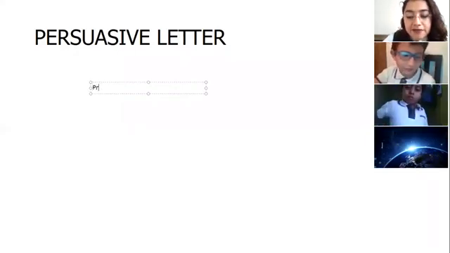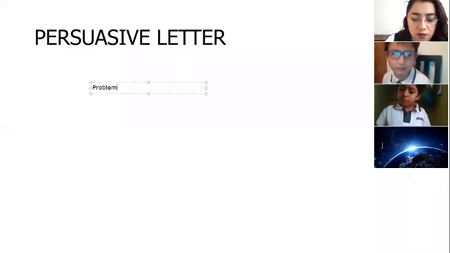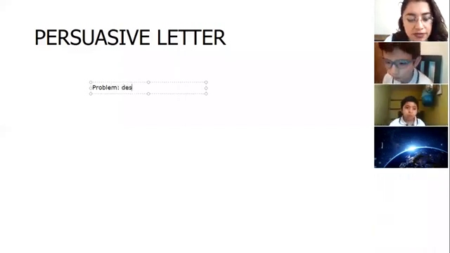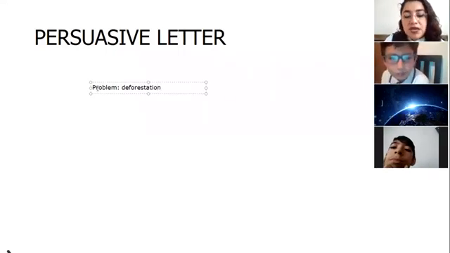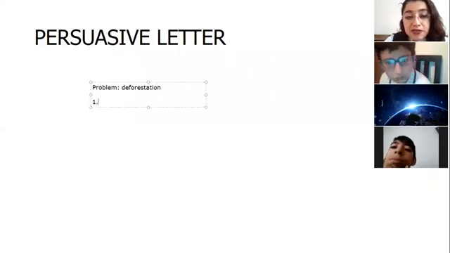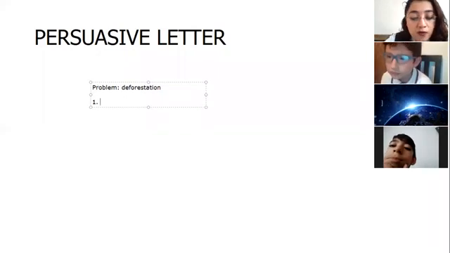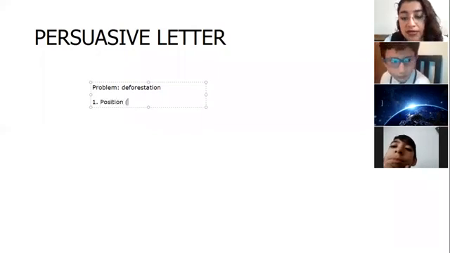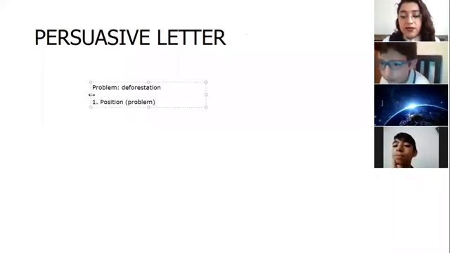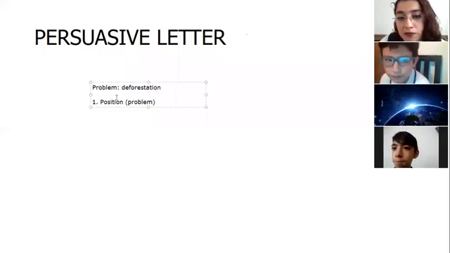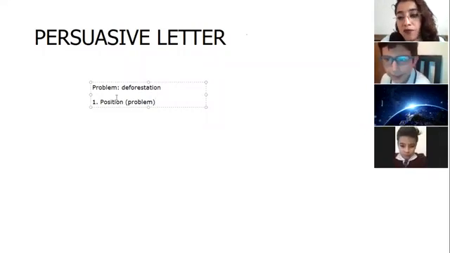Listen, first we have the problem. Our problem is deforestation. Okay? This is the problem, deforestation. Then, as Seba says, first of all, we have to explain our position. In this position, we have to talk about the problem. If you remember, we have to say our position, that is, we have to describe the problem.